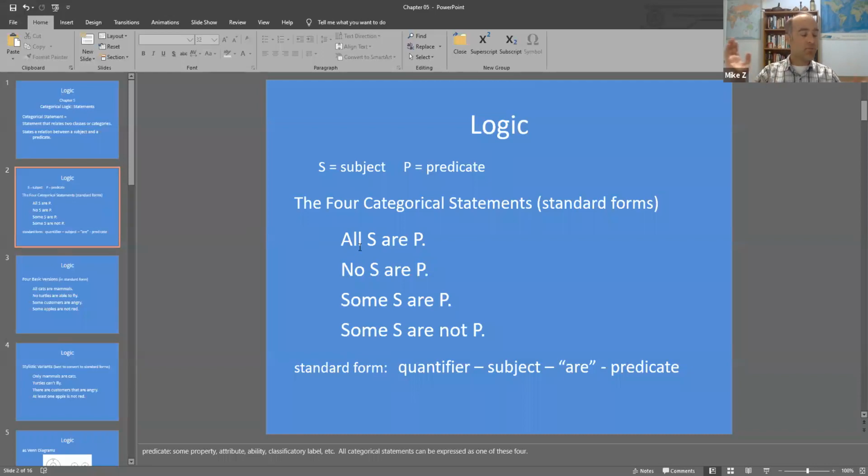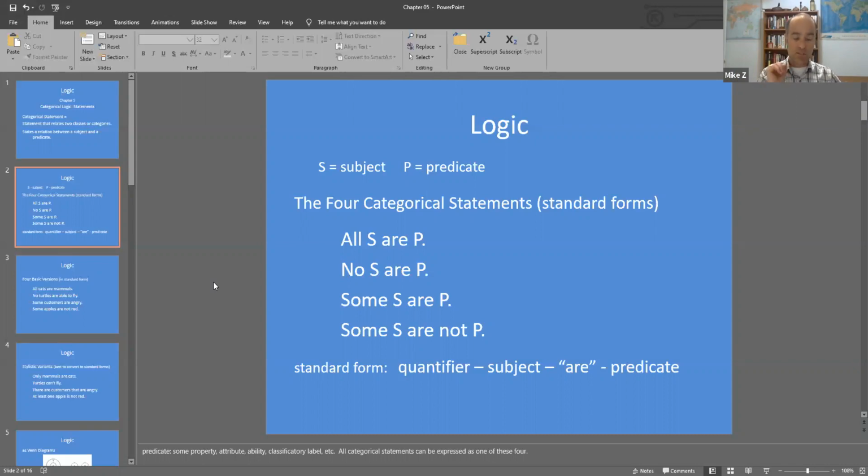There are a wide variety of ways of stating a relationship between a subject and a predicate, two categories of things. All S's are P, no S's are P, some S's are P, some S's are not P, and then all the different variations. But it turns out that no matter what variation on a categorical statement you come across, every single one of them can be converted to one of the standard forms here.